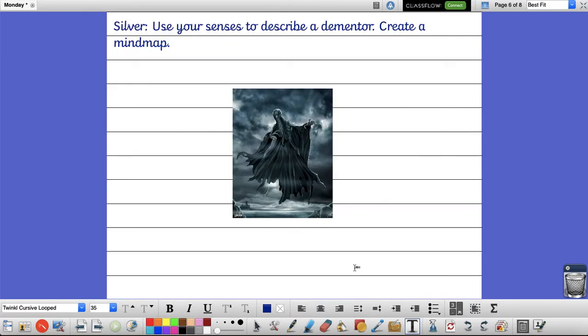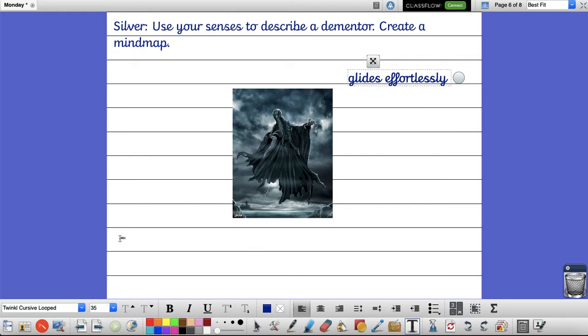Okay, so for Silver today, I want you to use your senses to describe a Dementor by creating a mind map. So in your book, write the word Dementor in the middle of your page, and then around it, think of words that would describe it. So for example, I'm going to say how a Dementor moves. So a Dementor moves, but it actually glides. I'm going to use the word glides. And it glides through the sky quite effortlessly. Okay, so that's one of my first things I'm going to put down about a Dementor.